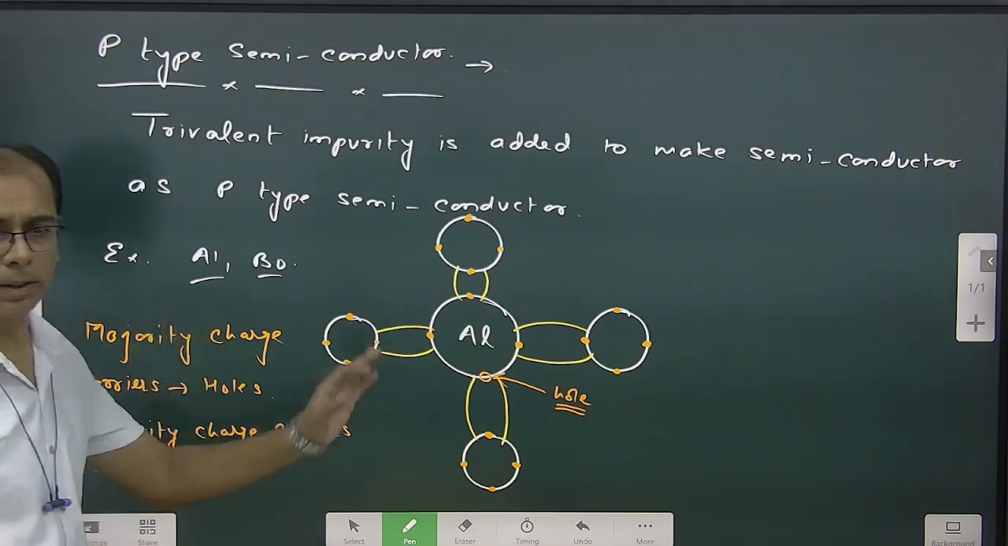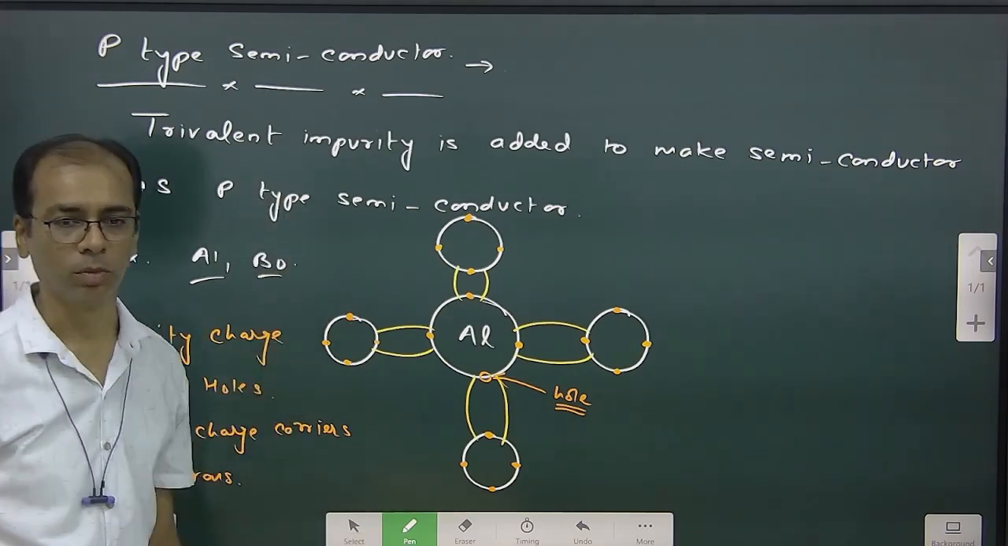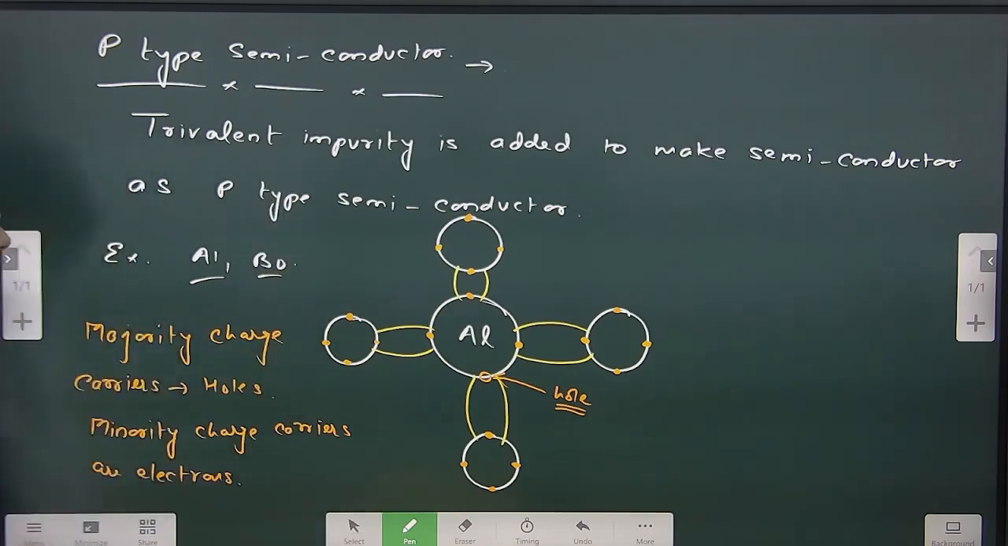Okay, first you note this down, then you make the band diagram. There I will explain more. First, note this one. Any doubt, students? Please ask.